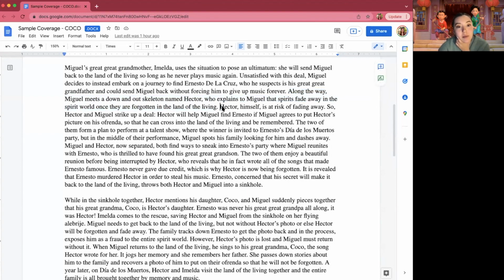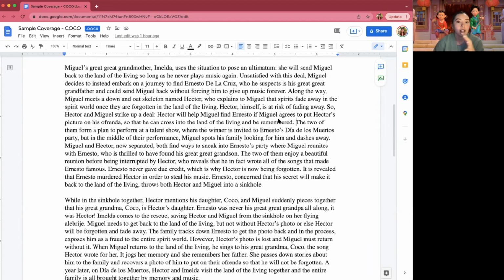But do explain the backstory of this major character. Hector is at risk of fading away. So that's why they strike up a deal. Hector will help Miguel to find Ernesto if Miguel agrees to put Hector's picture on his ofrenda so that he can cross into the land of the living and be remembered so that he won't die. So it's important to include stuff like that because it establishes the rules of the world and the stakes for these characters. So then we'll move on.